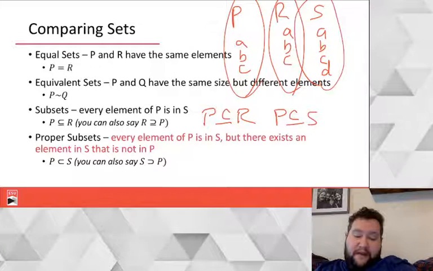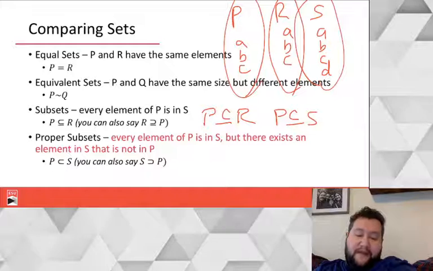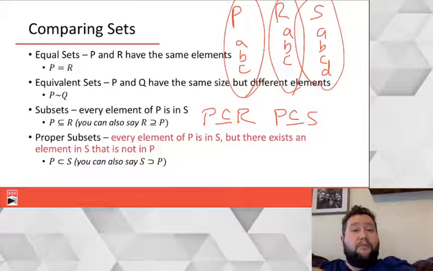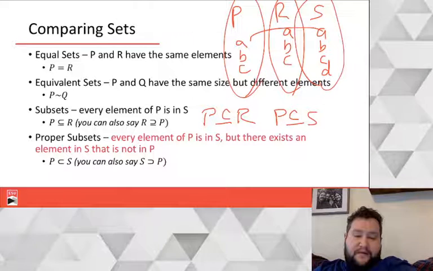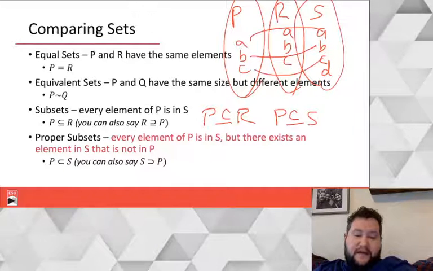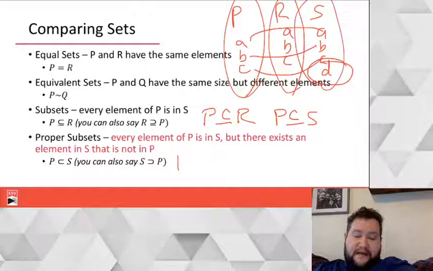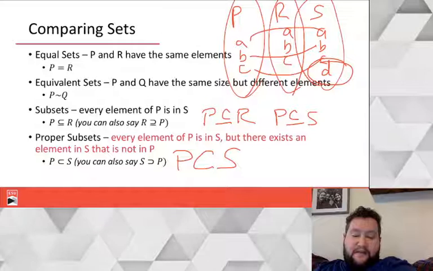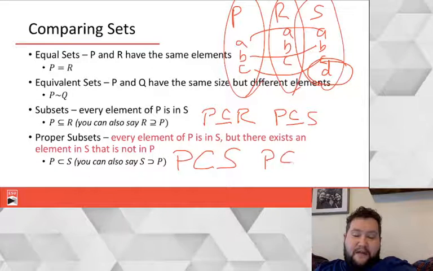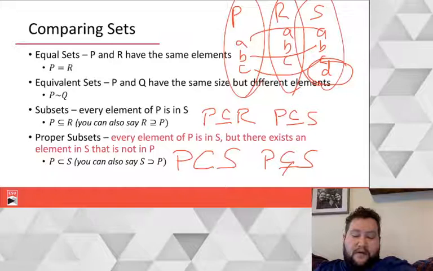But we could also say a proper subset is when everything of one is in the other, but there's more in the other. So A goes to A, B goes to B, C goes to C, but there's also a D. So there we say P is a proper subset of S. And you'll also see P is a subset, but not equal to S. And so those two are equivalent.